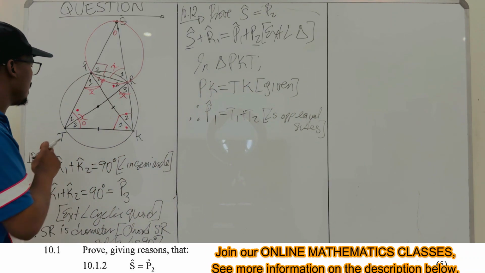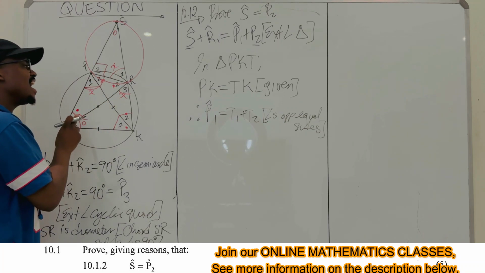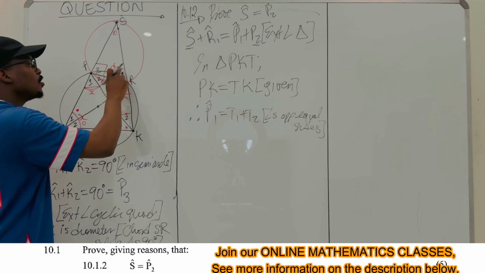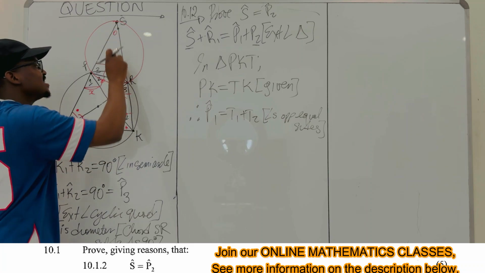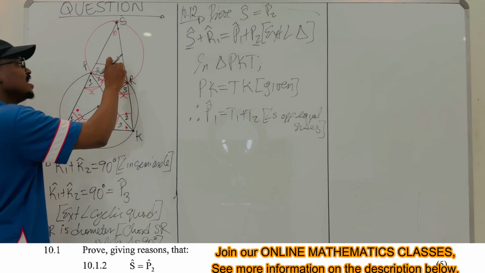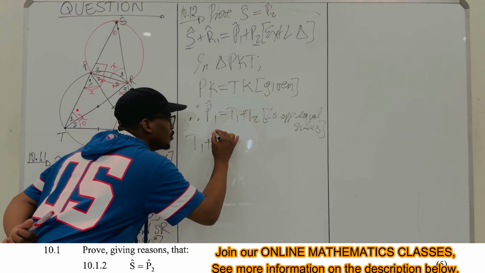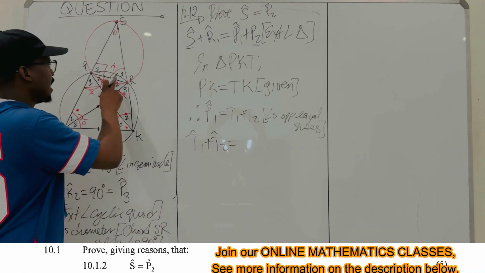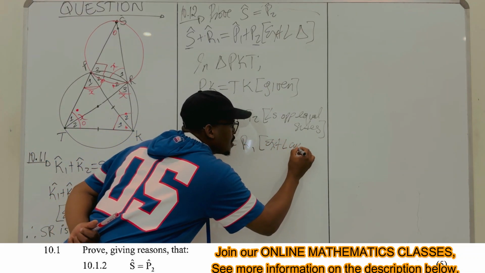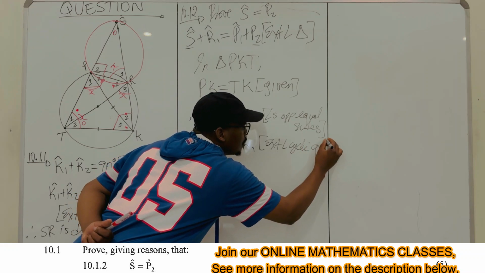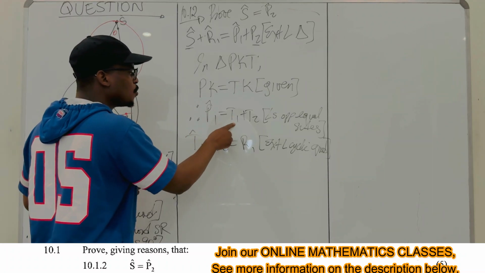Right? No problem. But T1 plus T2 is equal to R1 because R1 is an exterior angle of a cyclic quadrilateral. Here is a cyclic quadrilateral, and you can see that KR is extended to there, which means the angle between the extension and one side of your cyclic quadrilateral is an exterior angle. It is equal to the interior opposite angle. Therefore, T1 plus T2 is equal to R1. Why? Because it is an exterior angle of a cyclic quadrilateral. Right? No problem. So look now, your T1 plus T2 is equal to P1.